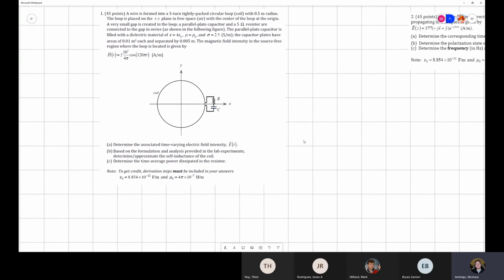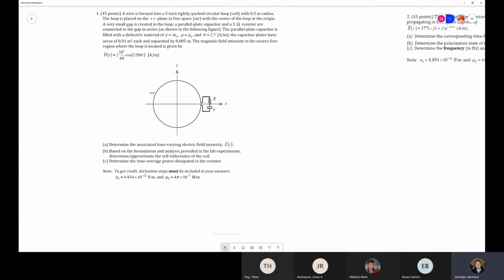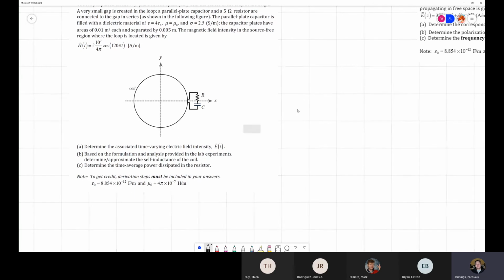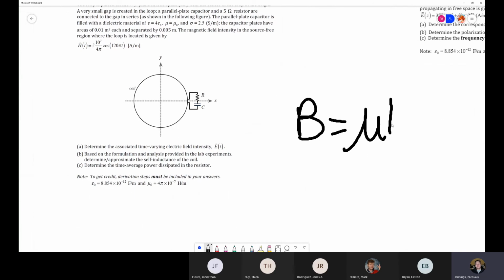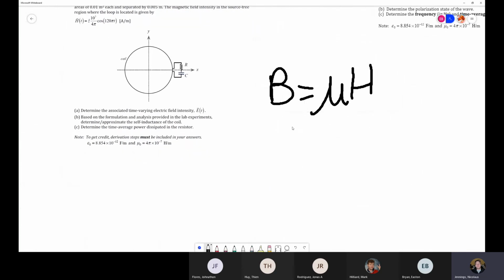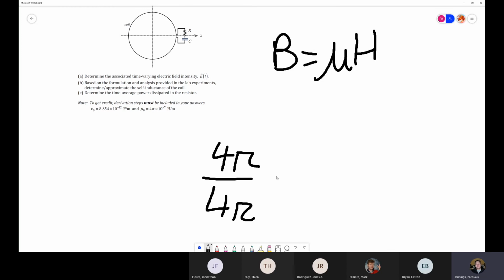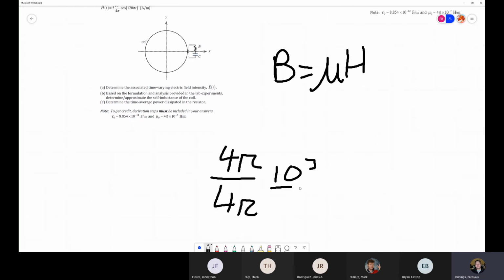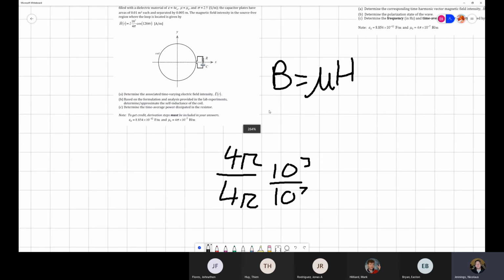So first what we can do is we can start writing down our time harmonic H field. And since we want to get this in terms of B, we recognize that B in this case is equal to mu H. Then with this, we can just get rid of this. Luckily, this term right here actually gets canceled. So if we multiply by mu, then we get 4 pi over 4 pi times 10 to the 7 times 10 to the negative 7, and it cancels out basically. So that's good. That makes it easy for us in terms of the math involved.